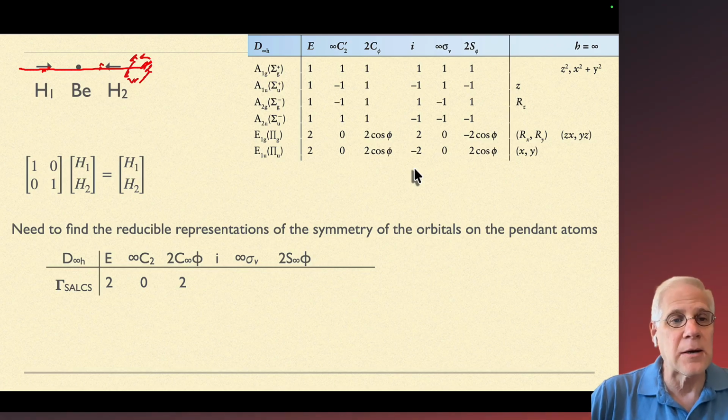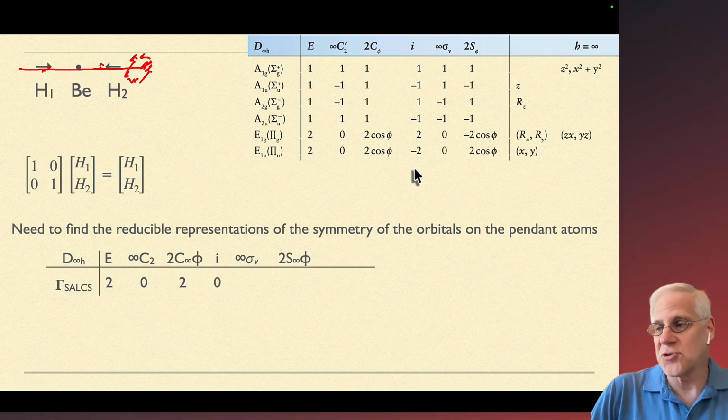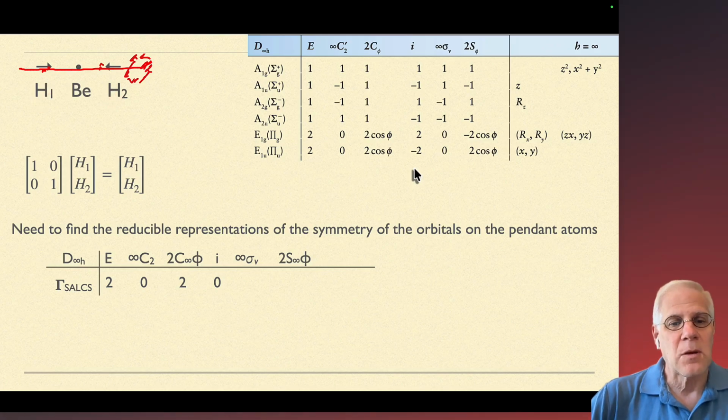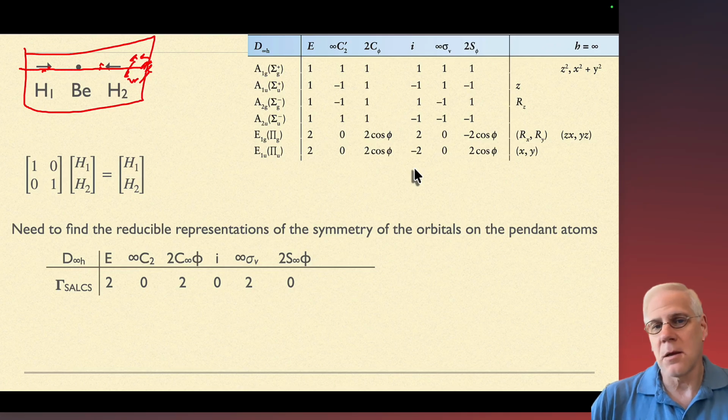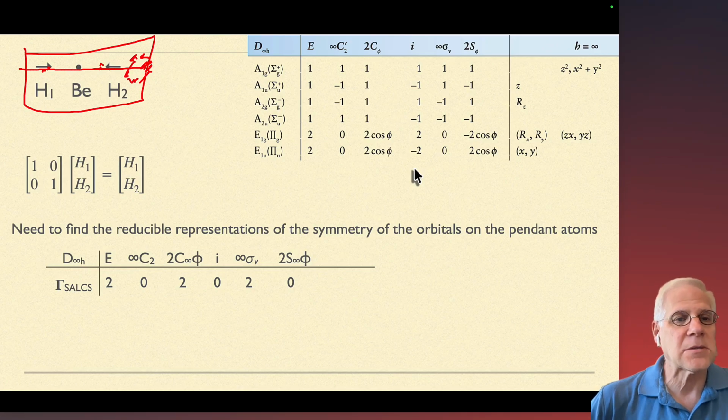For our inversion, if I do an inversion, we get a trace of 0, because H2 will become H1, and H1 will become H2. For the sigma v, the trace is 2, because I can have that mirror plane there, and the front half of the H1 goes back onto the H1, and H2 goes onto the H2. And there's an infinite number of them.